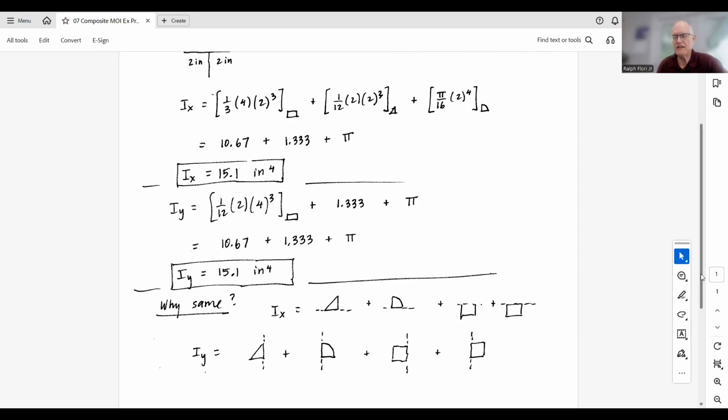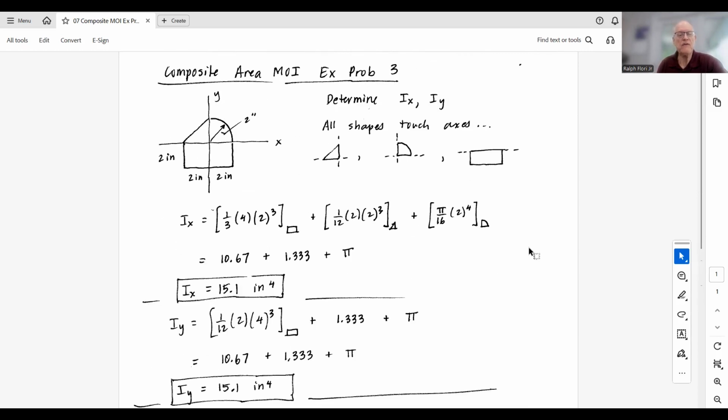So again, this is an example where we're using a quarter circle and where all of the shapes touch the axes, so we can use all of the I-base formulas.